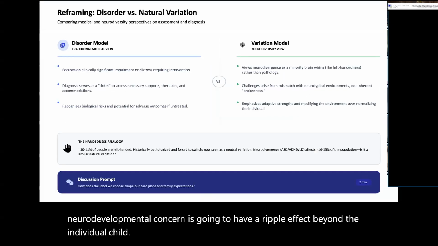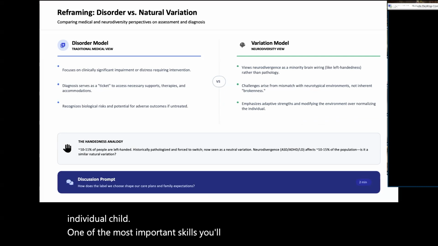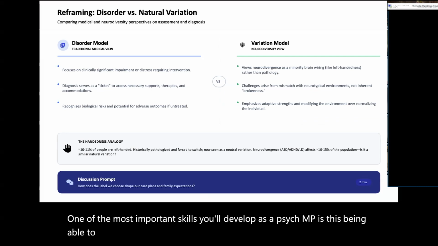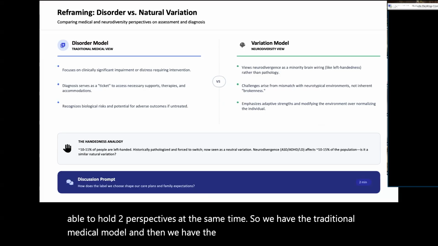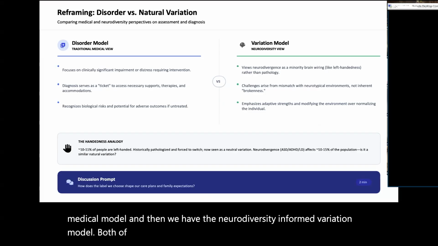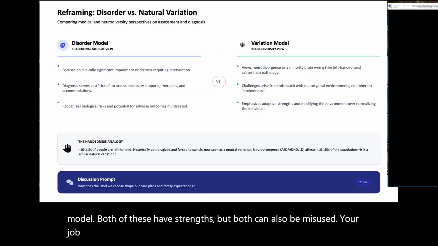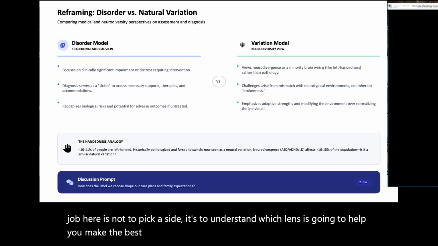One of the most important skills you'll develop as a Psych NP is being able to hold two perspectives at the same time. So we have the traditional medical model, and then we have the neurodiversity informed variation model. Both of these have strengths, but both can also be misused. Your job here is not to pick a side. It's to understand which lens is going to help you make the best clinical decision for the child that's in front of you now.